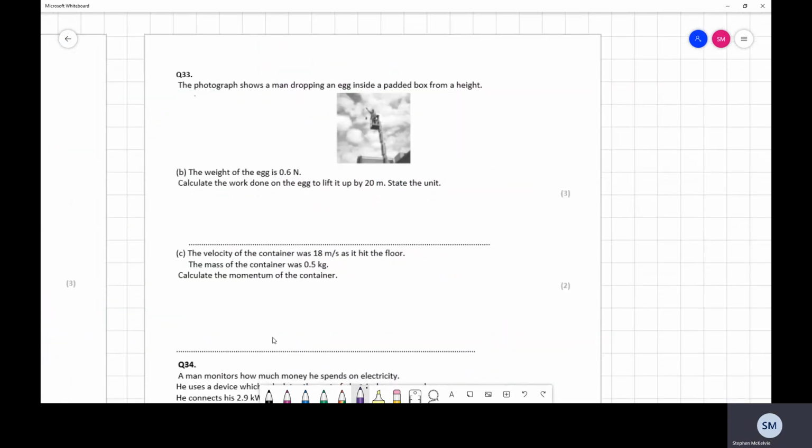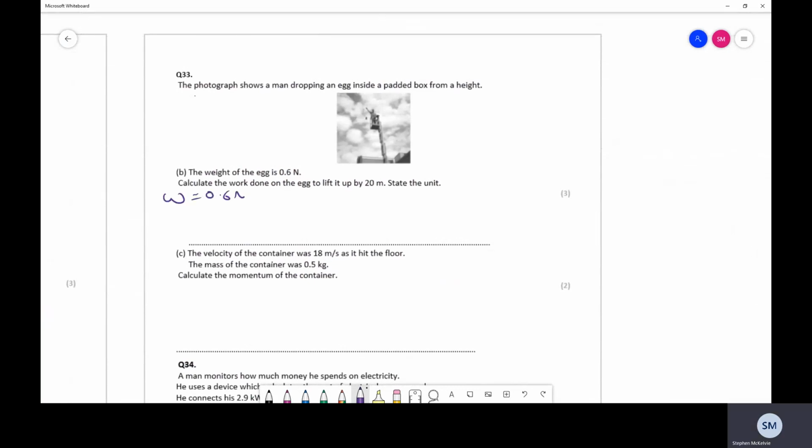The photograph shows a man dropping an egg inside a padded box from a height. The weight of the egg, W, is equal to 0.6 newtons. Calculate the work done, energy, on the egg to lift it up by 20 meters. And height is equal to 20 meters. Now, sometimes we're going to get these, but don't panic, because remember that weight is just a force and height is just a distance that goes upwards. So even though we've got W, E, and h, there's no equation linking those two.